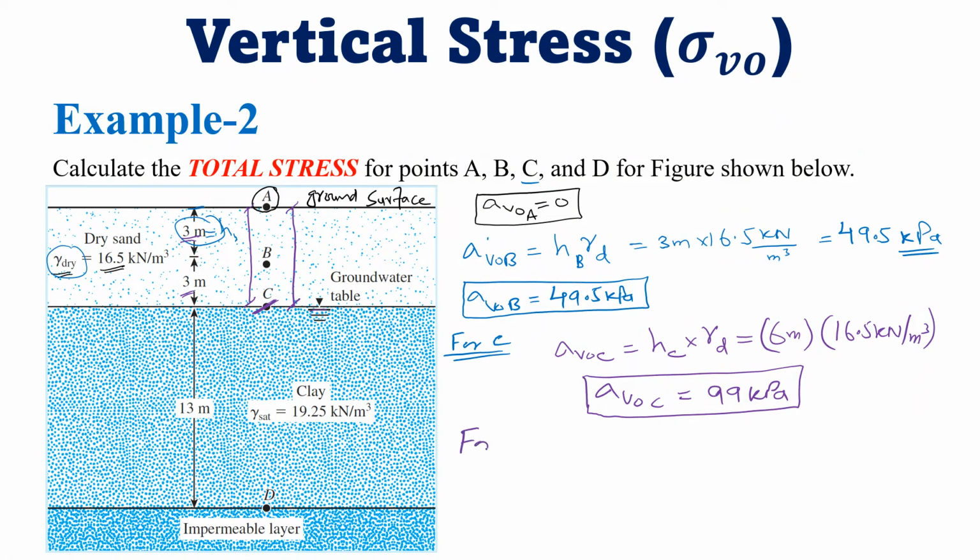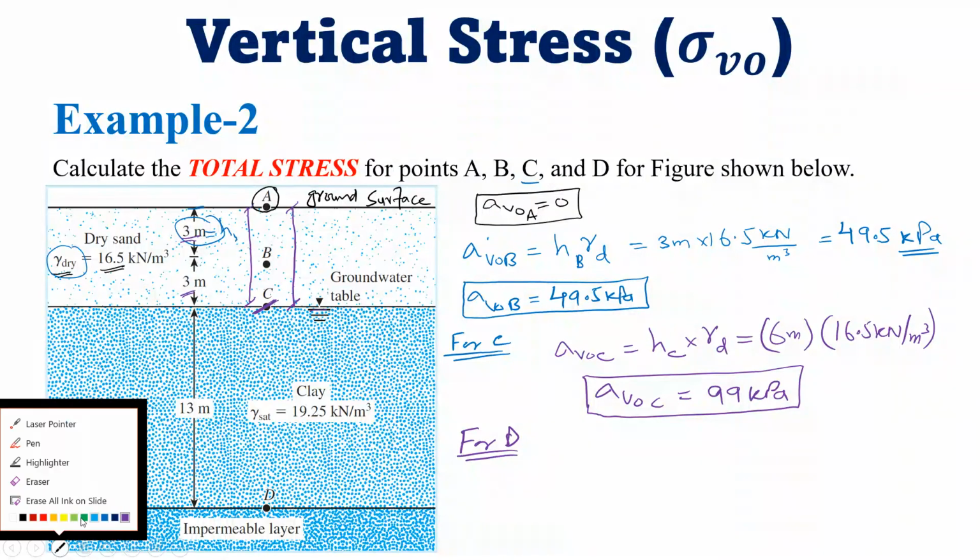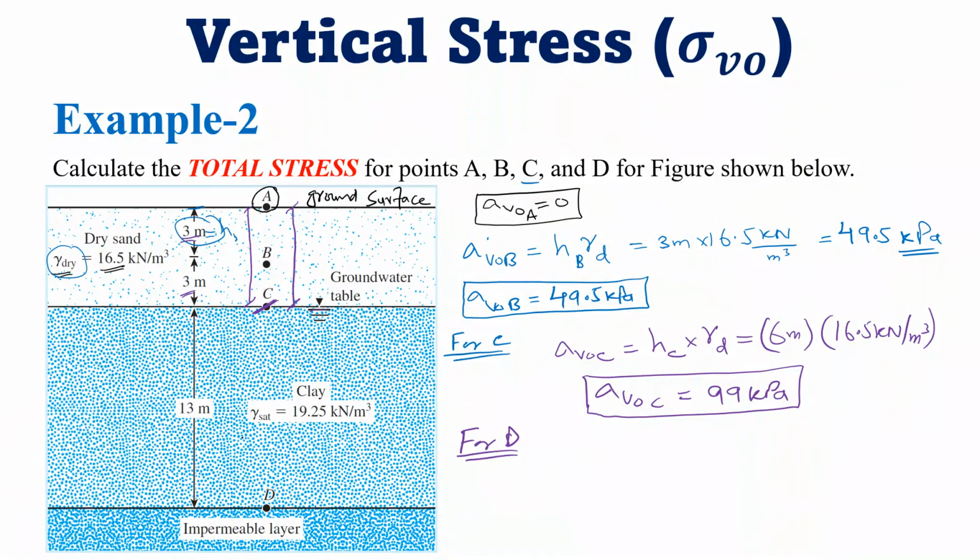For D, we'll move in the same pattern, but we can see that there is another change when we move towards D. This is the location of D, and we can see that D is below the water table. C was aligned with the water table, but D is below the water table. So we will consider the unit weight of soil as saturated. The upper layer is dry sand and the lower layer is clay. So sigma V naught D is equal to the stress for this soil layer.